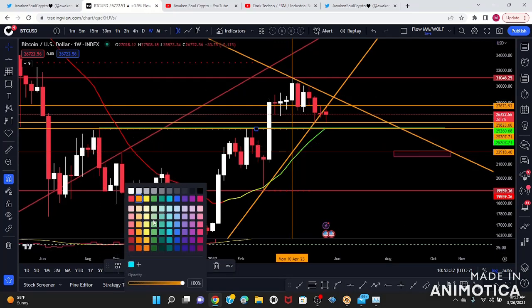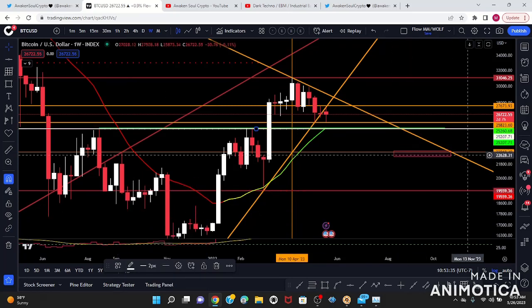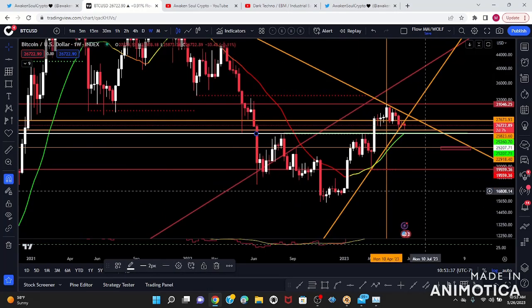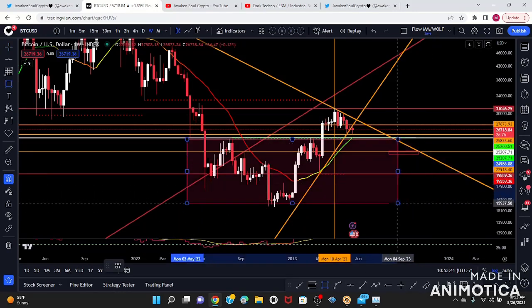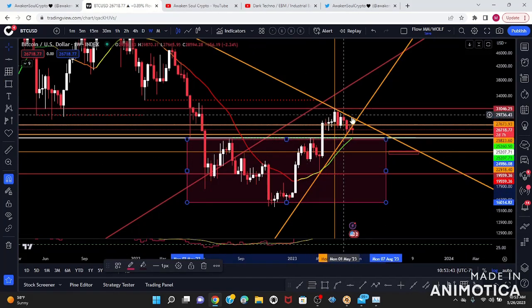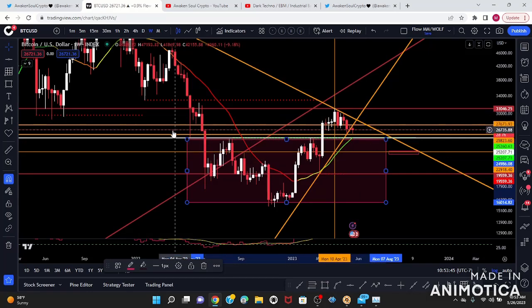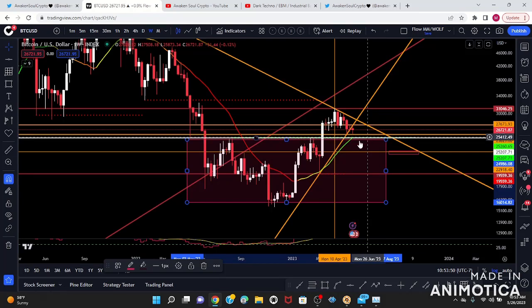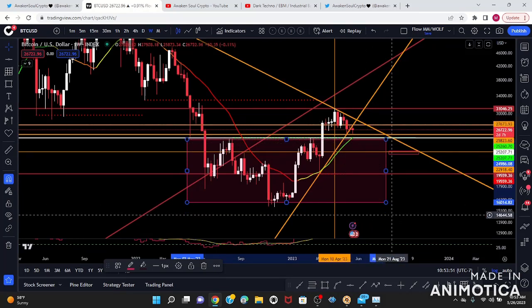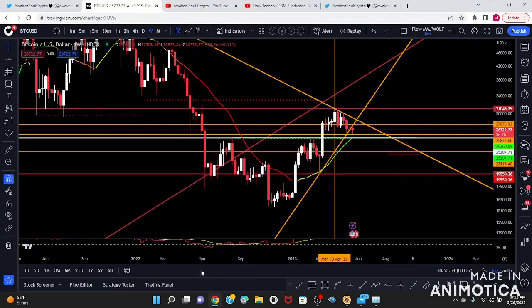I'm going to mark it in white, right? And you could also just visualize how structurally, this zone is a structure we broke out. So if price action comes back down within this zone, it would be under the 21 weekly. That's giving bearish trend, and we're entering back into the zone, right?